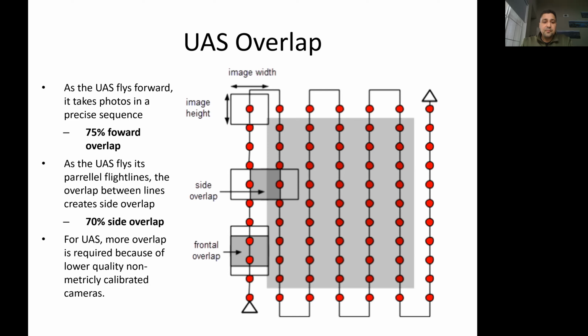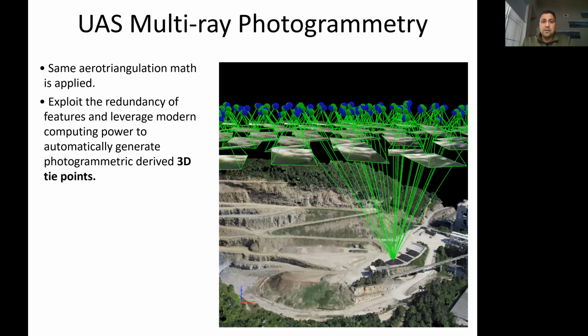Okay, let's move on. This is called multi-ray photogrammetry. It's just a fancier word compared to the conventional types, but multi-ray is the same type of aerial triangulation math that we saw a few slides ago, the matching of features.